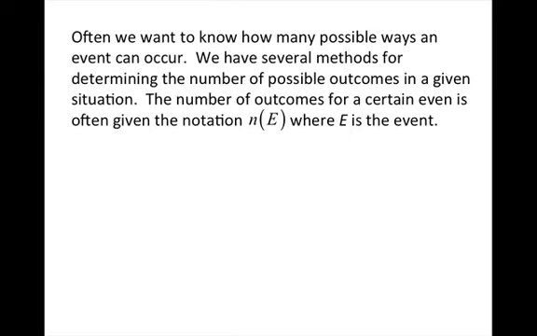Often we want to know how many possible ways can an event occur. Well, we have several methods for determining the possible number of outcomes in a given situation. The number of outcomes for a certain event is given by the notation N of E, and this is the same notation for our cardinal number, the number of elements in set E. But this time E is the event that we're considering.